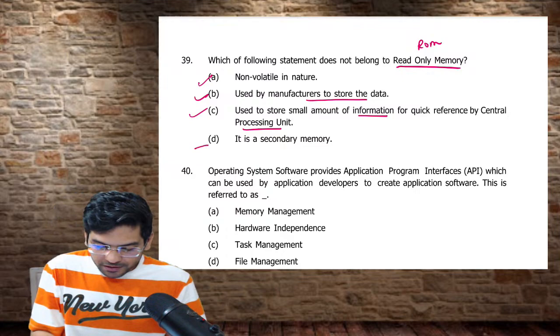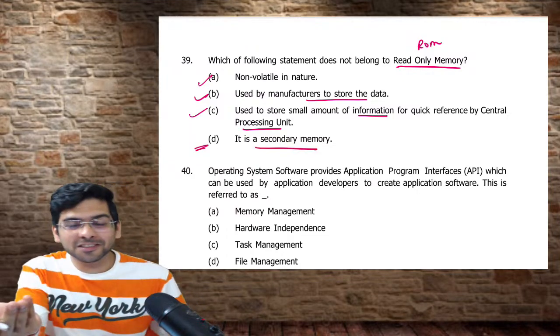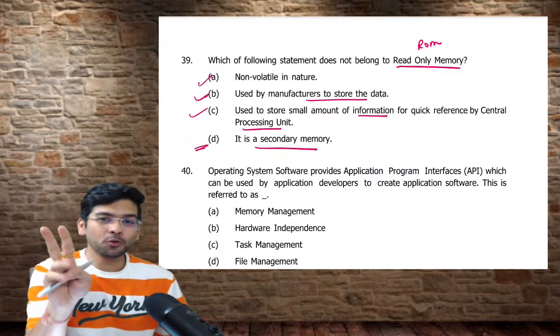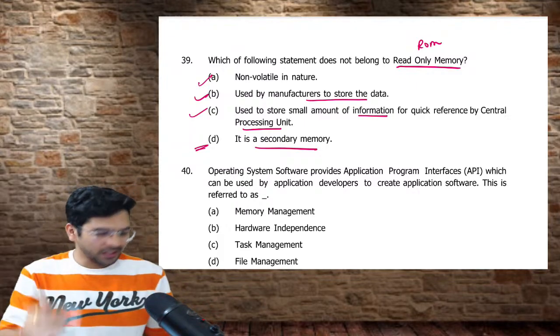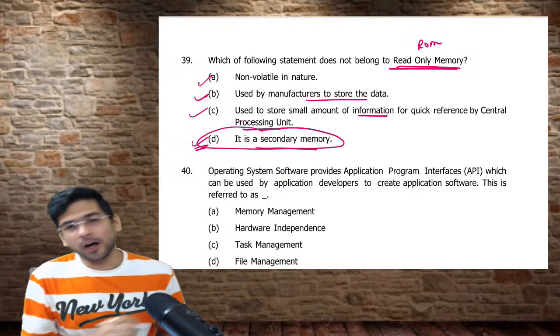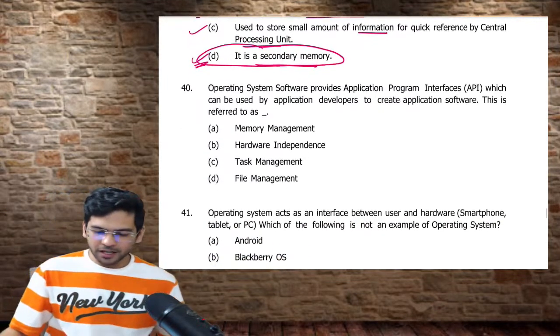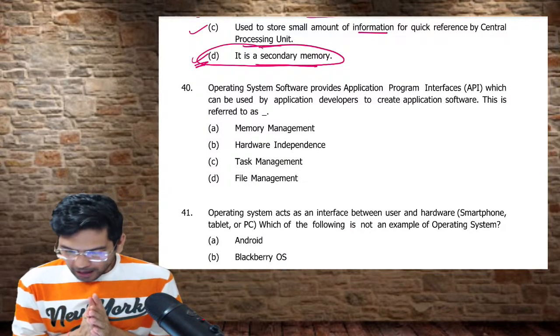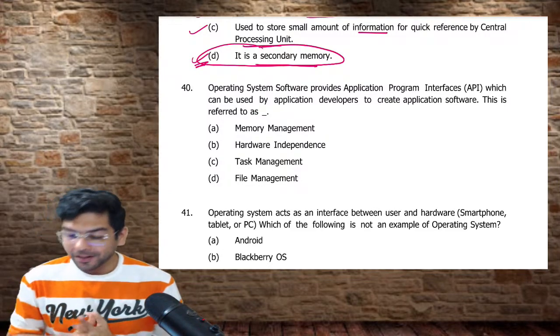And this last point says it is a secondary memory. I started this question by saying that ROM is primary memory; we study two types of memories, RAM and ROM. So yes, D is the correct answer. I mean, D option is not correct with respect to ROM. Next, operating system software provides application program interface.